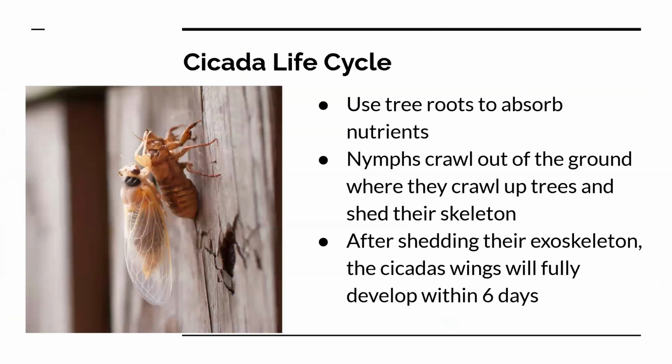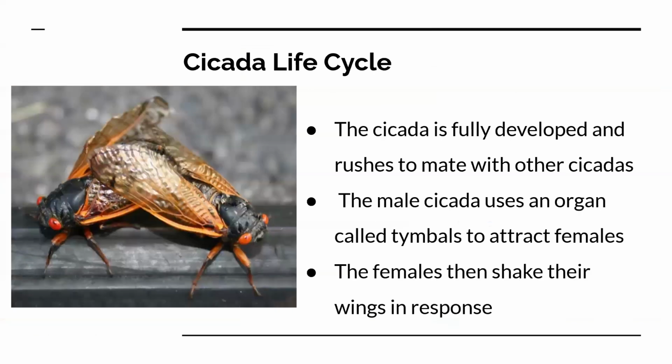They use tree roots to absorb nutrients. The nymphs will then crawl out of the ground, and then they'll crawl up trees to shed their skeleton. After shedding, the cicadas' wings will fully develop within 6 days. Once the cicada is fully developed, it rushes to mate with other cicadas. The male cicadas use an organ called tymbals to attract females. The females will then shake their wings in response.